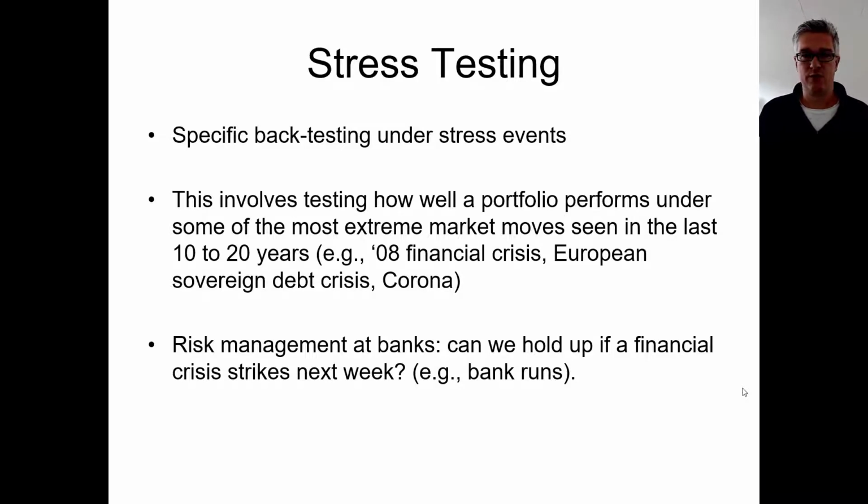So for instance, you put in data that makes it look like the 2008 financial crisis, data that's consistent with the European sovereign debt crisis, data that's consistent with what we have now with the Corona crisis. And then you look at what happens to the value of my portfolio under those extremes. That can be very useful to see how well these banks actually hold up. Do they have enough equity to make sure that, despite these losses, the assets are still worth more than the liabilities, because otherwise they're bankrupt?